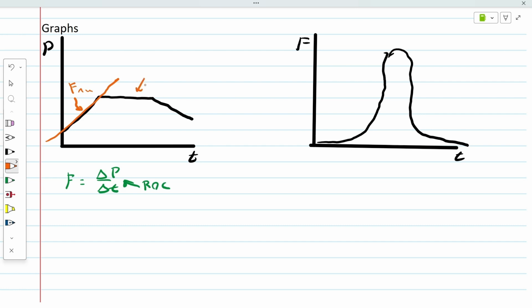And like right here, F net would equal 0. And right here it would be whatever the slope of this line is, F net. So that's how you could use the momentum and time to find the net force.